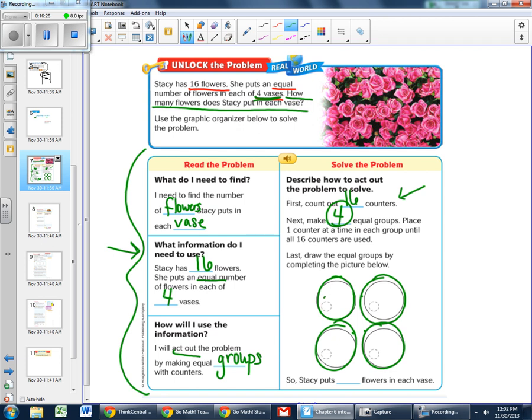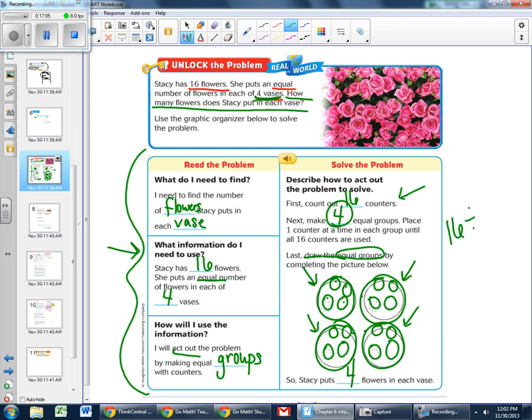Next, I'm going to count out my 16. So 1, 2, 3, 4, keep going, 5, 6, 7, 8, 9, 10, 11, 12, 13, 14, 15, 16. It wanted me to use equal groups. Each one of my vases or my groups all have the same number. So those are equal groups. And counting back, 1, 2, 3, 4, Stacy puts 4 flowers in each vase. That leads me to believe that 16 divided by 4 equals 4.